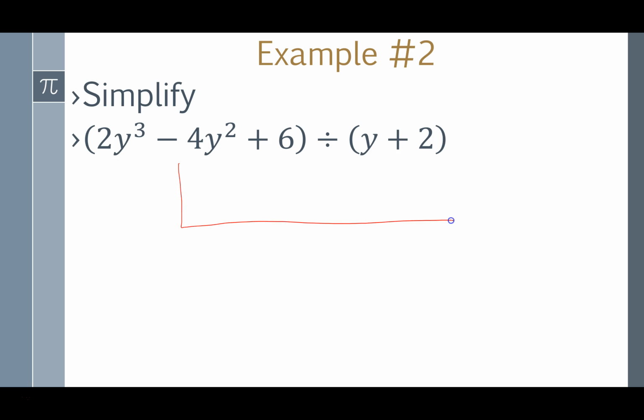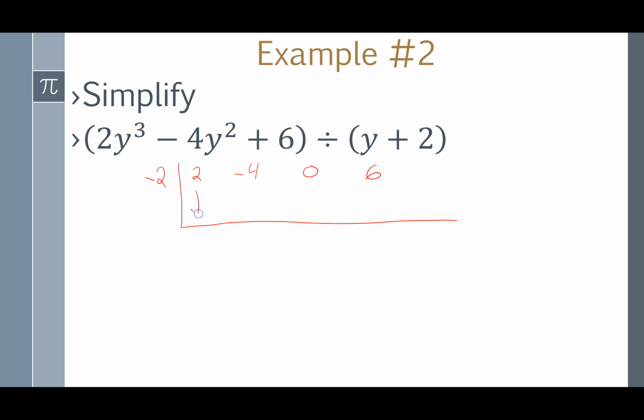There we go. Set up our L bracket. We now fill in the coefficients from the first expression. So we have a 2 for y cubed, a negative 4. We're missing the y expression, so it's essential to again put a 0 placeholder like we do with long division. And then a 6 at the end. And then it's always the opposite sign, so we'll have negative 2 on the outside.